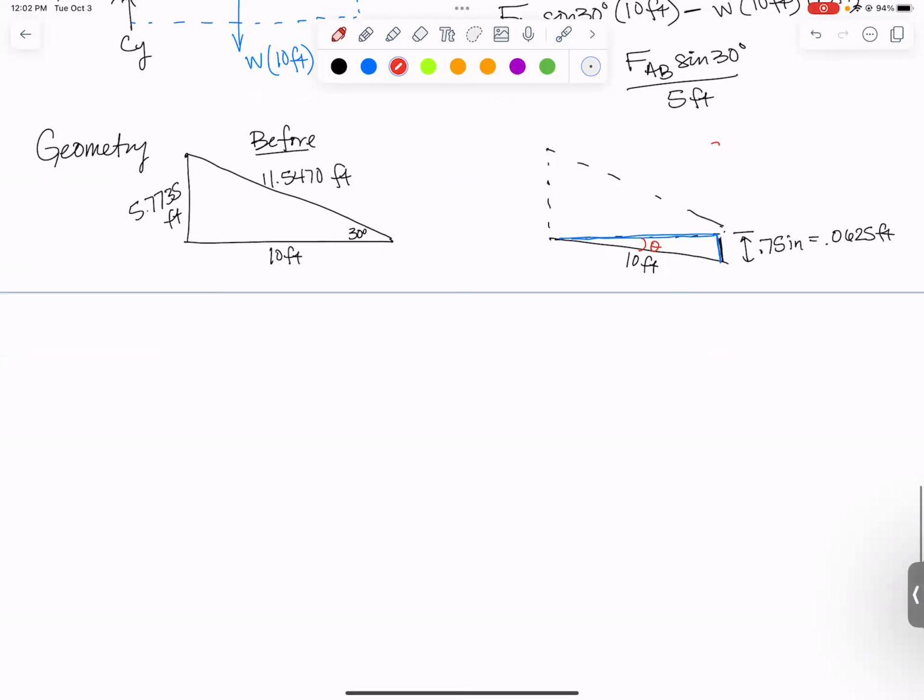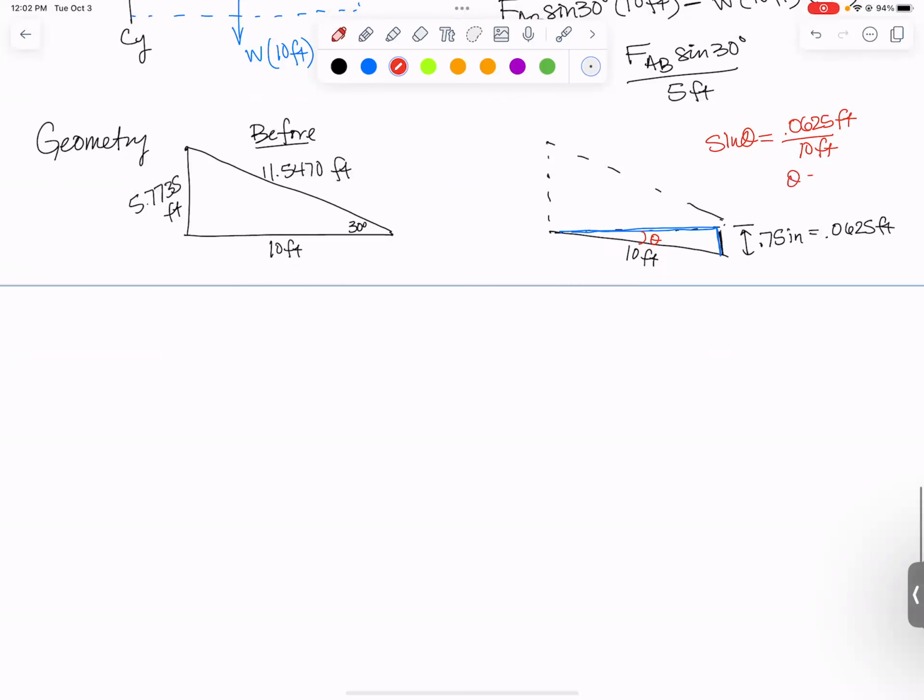Let me sneak it right here. Sine theta equals 0.0625 over 10, and those are both feet. And so this little theta, the additional bit that we get there, comes out to be 0.3581 degrees. All right, how am I going to use that?